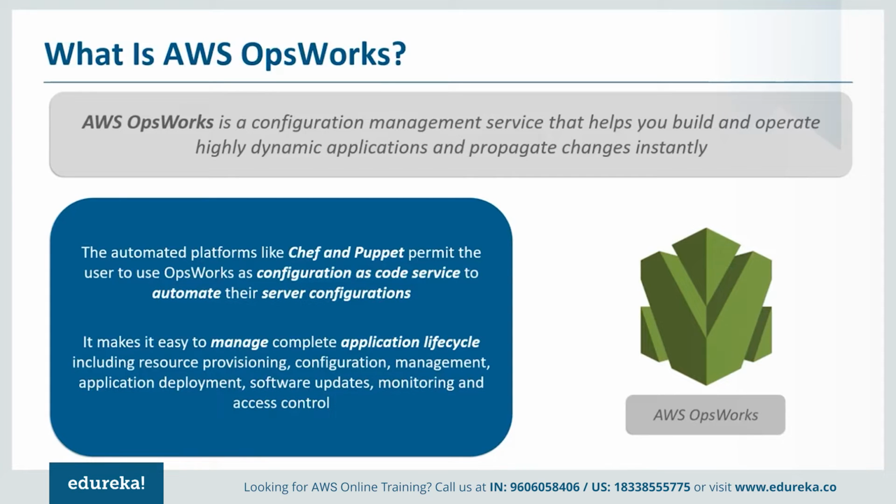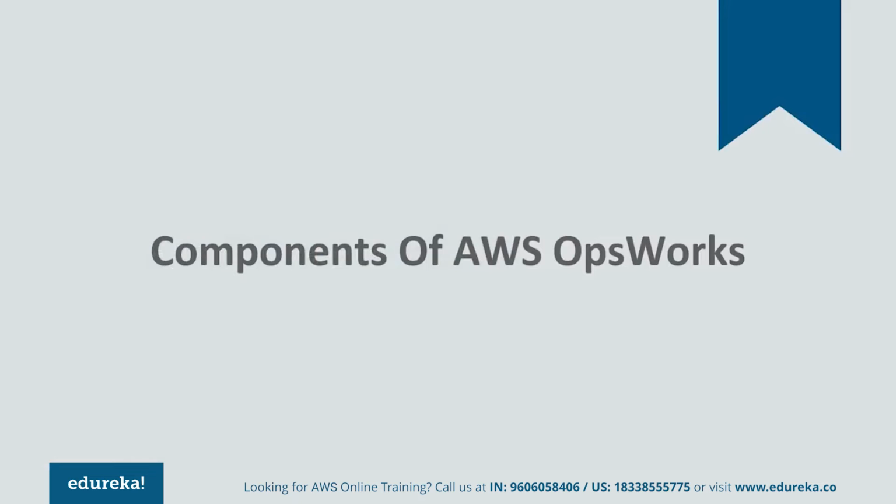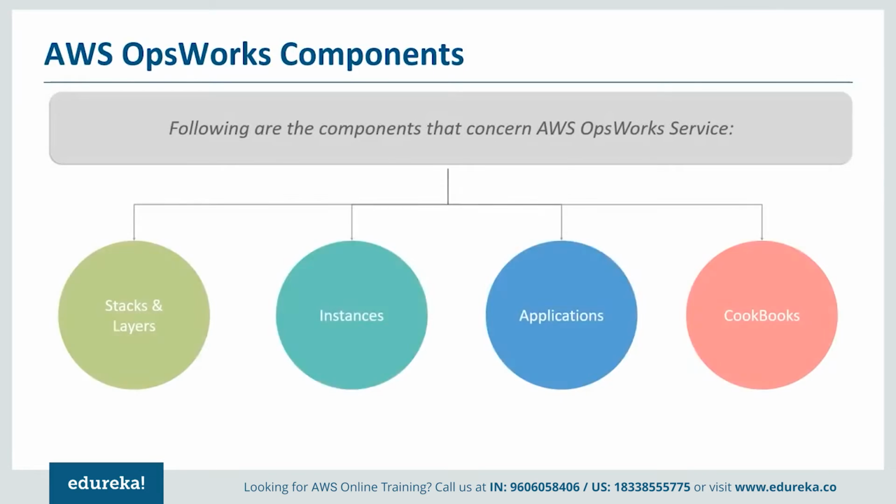We've already looked into the details of what AWS OpsWorks is. Let us take a look at certain components that are important to this particular service. The following are the components that this service focuses on. You have stacks and layers, then you have instances, applications, and cookbooks. Let me throw some light on each of these terms individually.